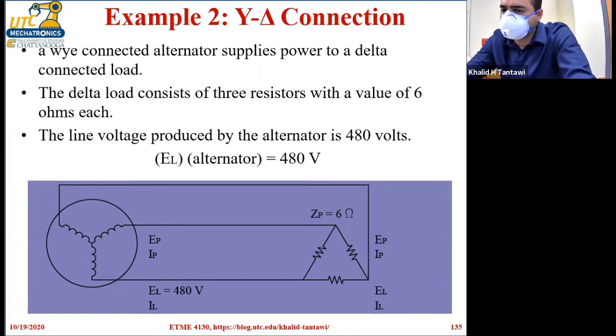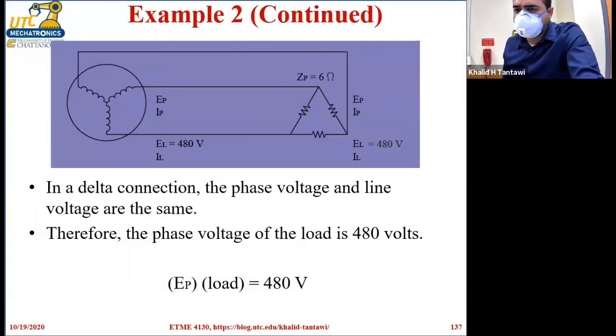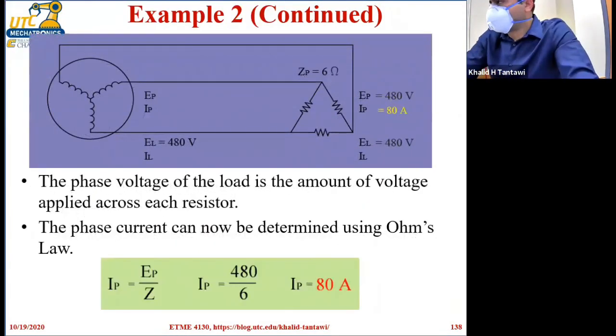It would be 80 amps. Okay, so we have 480 as the phase voltage, and we have 6 ohms as the phase resistance. So what is going to be the phase current? 480 divided by 6. What is that going to be equal to? 80 amps. Okay, we have 80 amps.